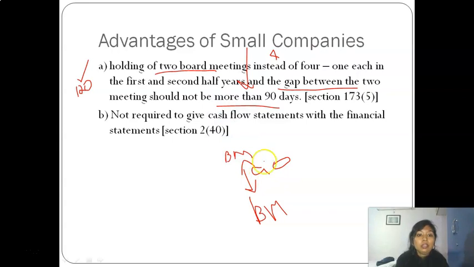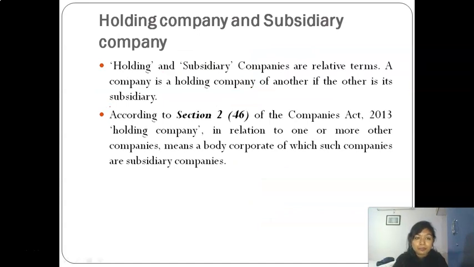Okay. Now, they are not required to give a cash flow statement with the financial statement. So small companies also do not need to give any cash flow statement with the financial statement. Only the financial statement is more than sufficient for them.